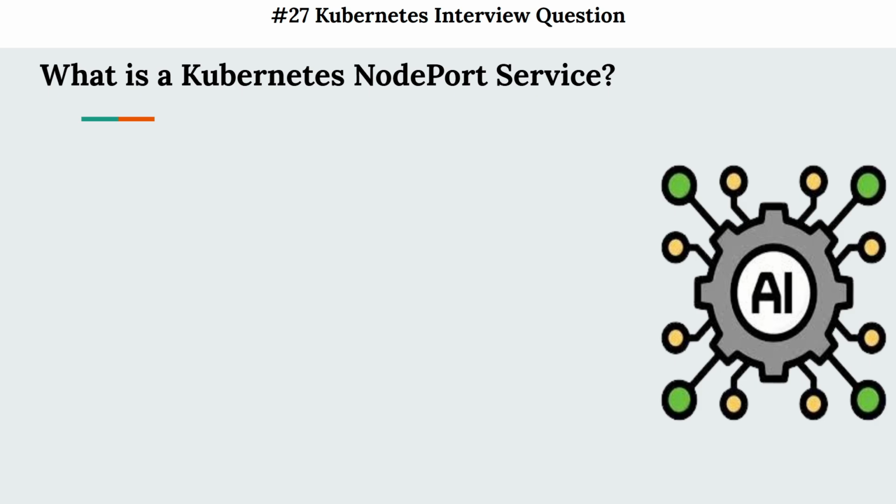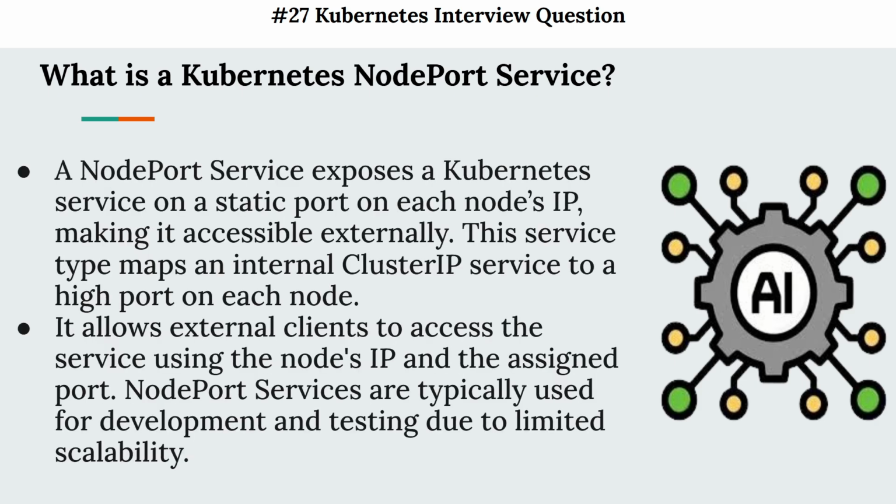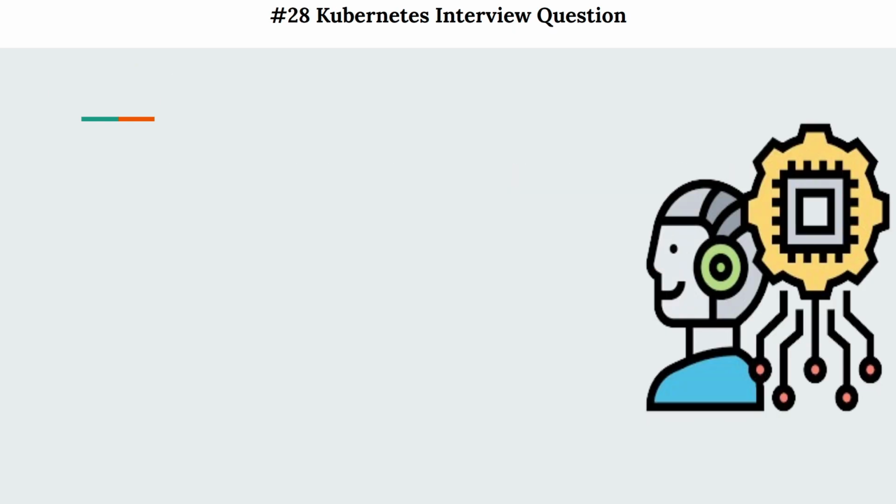What is a Kubernetes node port service? Let's see the answer. A node port service exposes a Kubernetes service on a static port on each node's IP, making it accessible externally. This service type maps an internal cluster IP service to a high port on each node. It allows external clients to access the service using the node's IP and the assigned port. Node port services are typically used for development and testing due to limited scalability. Let's move to the 28th question.